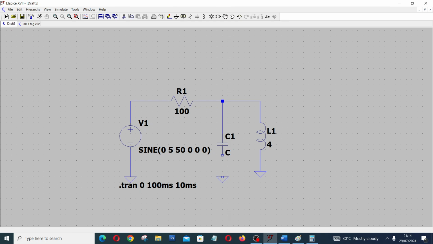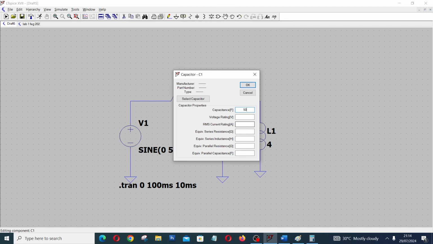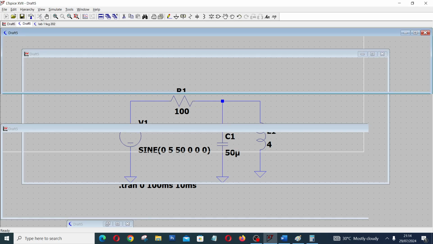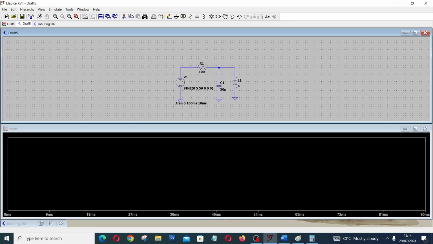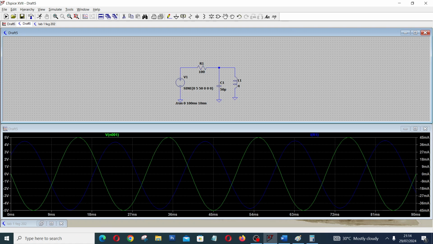So don't let us forget our ground. Let me make this one 50 microfarad, 50 uF. Use small letter u to represent microfarad. Now let's run the simulation again and find the voltage and the current.